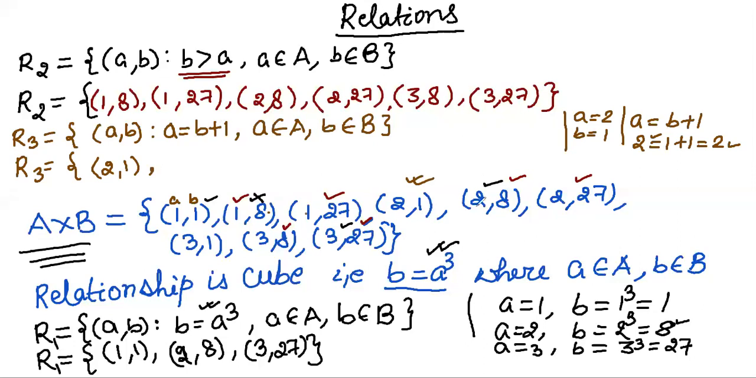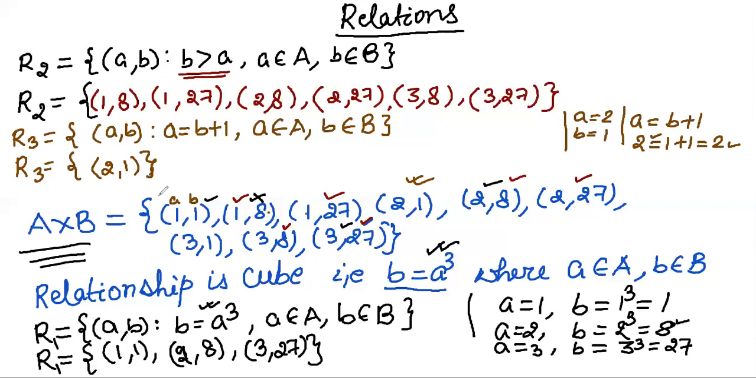Now next, (2, 8) is also not satisfying, (2, 27) also not satisfying, (3, 1) also not satisfying, (3, 8) also not satisfying, and (3, 27) also. So here we have only one element in R3. According to the condition we are getting (2, 1).